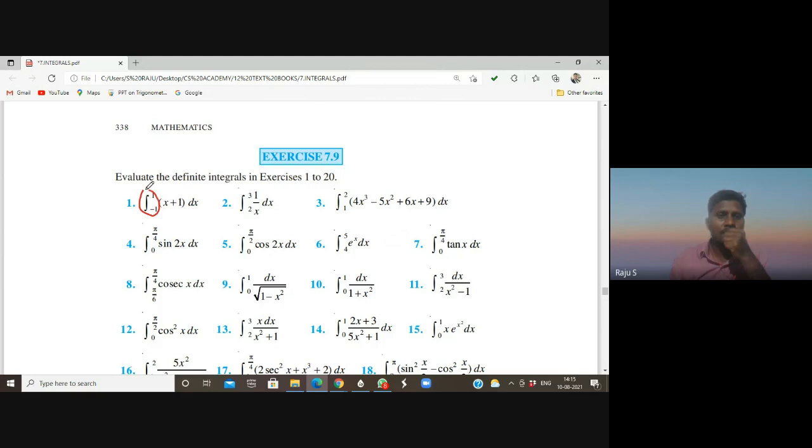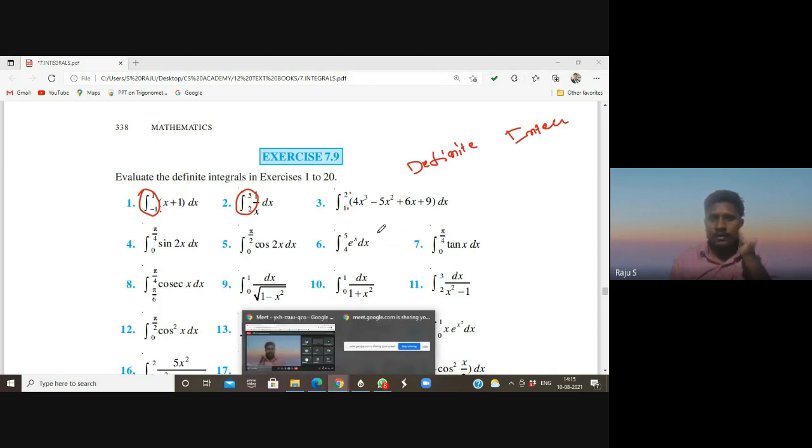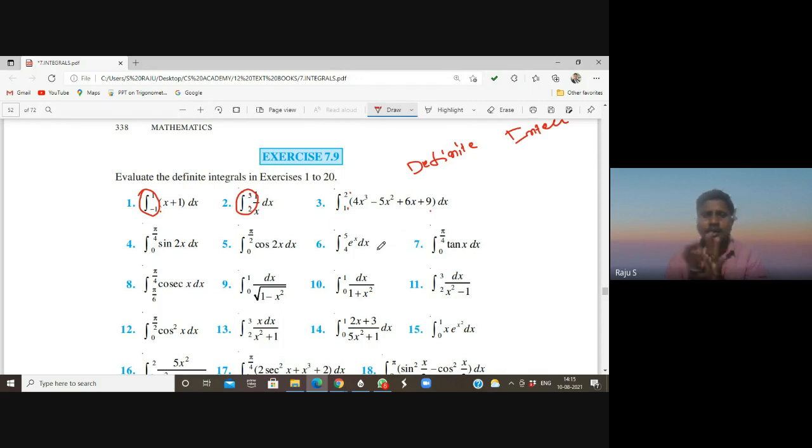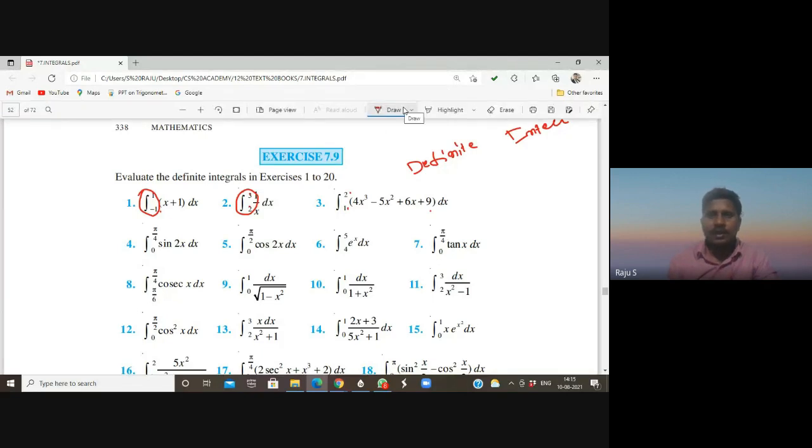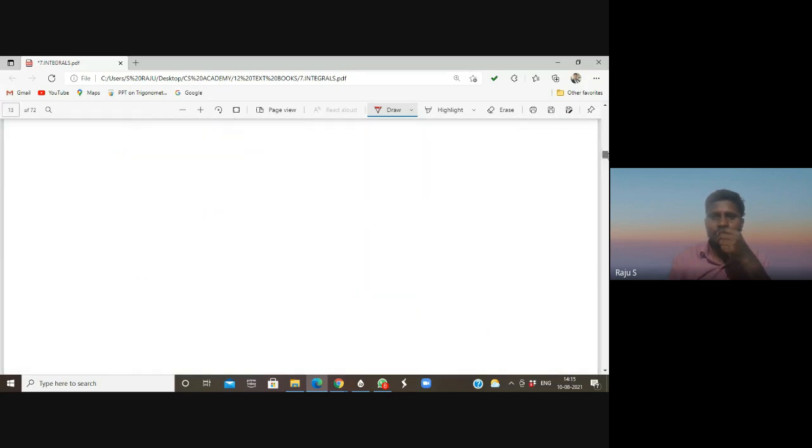So what do you observe, Ahmad, in this exercise? They have given limits, -1 to 1, 2 to 3, 1 to 2. This integration is called definite integration. So what shall we do in definite integration? Same as indefinite. First you have to find the value of the indefinite integration. At last you have to substitute the limits, upper limit and lower limit. This is the procedure. Okay, let's come to the first exercise.